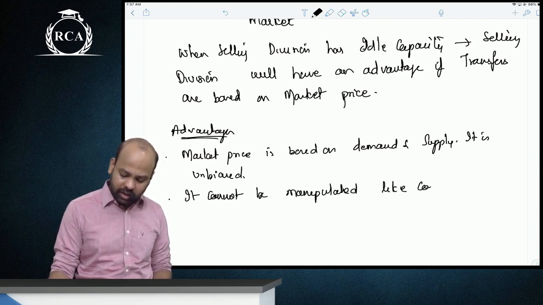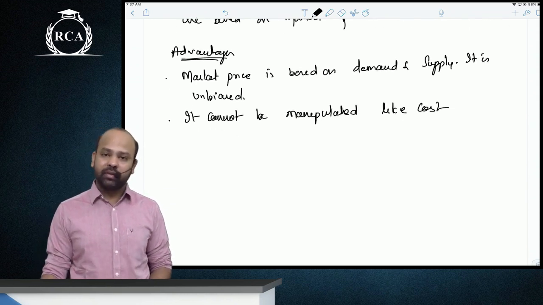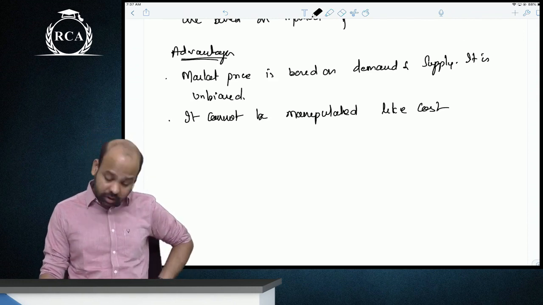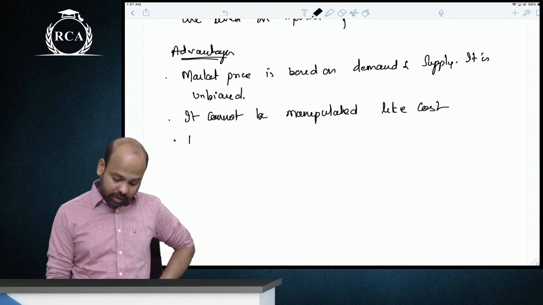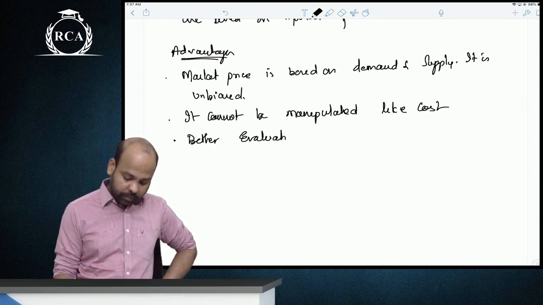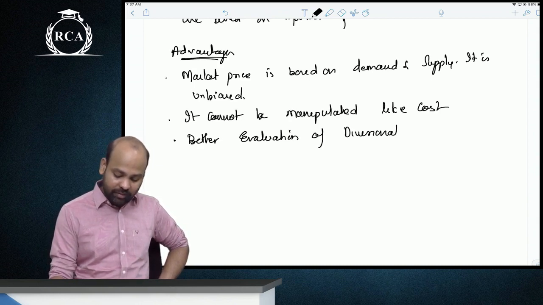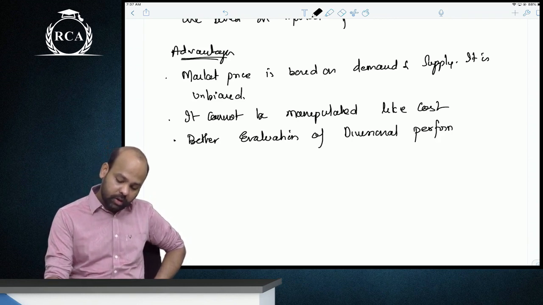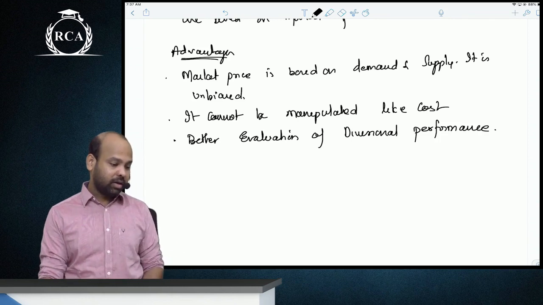Hardly any theory, guys. After this we just have to do what are the effects of transfer pricing system and then done, guys. The rest is problem solving, almost around 40 problems. It cannot be manipulated like cost, so better evaluation of divisional profits, better evaluation of divisional performance. Obviously, guys, if it is based on market price, it will result in better evaluation of divisional performance. Anything else here?